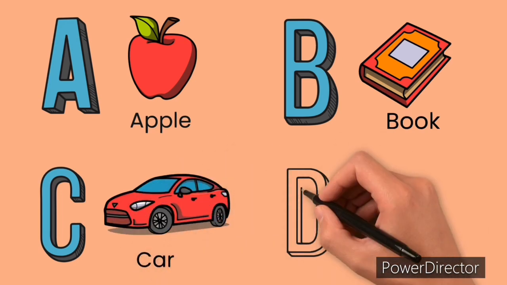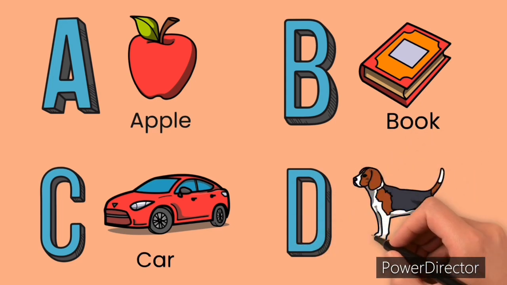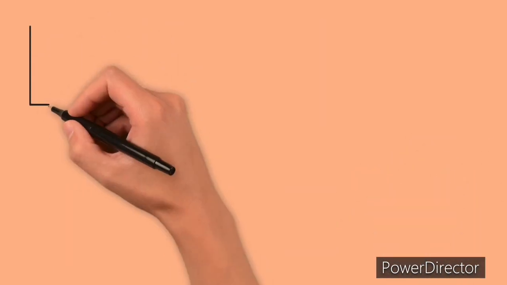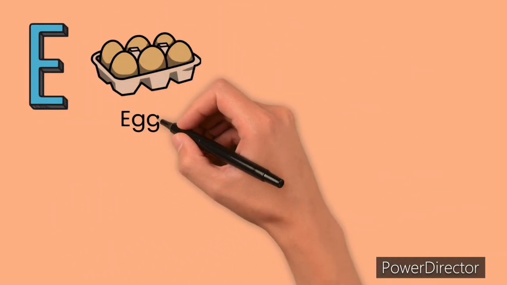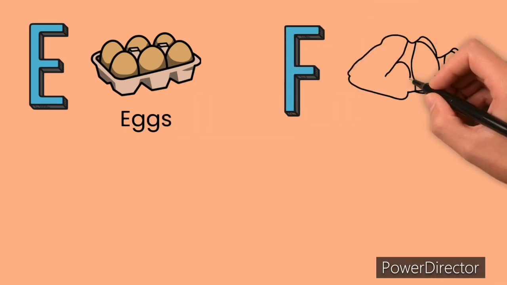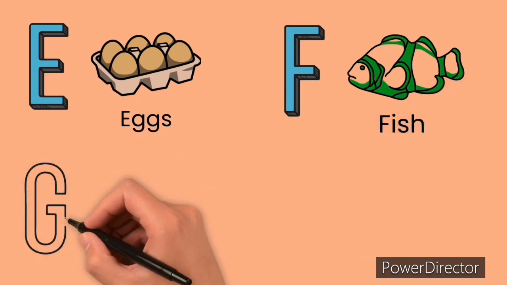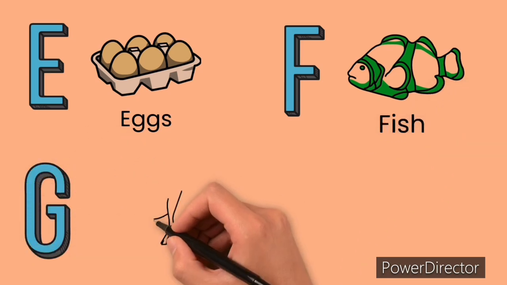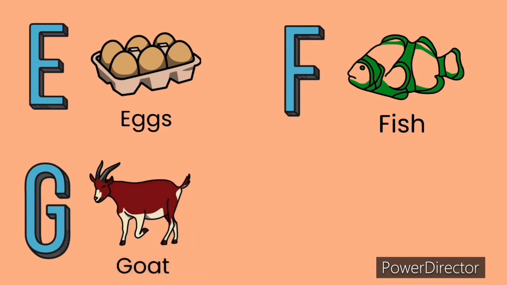D is for dog. Dog. E is for eggs. Eggs. F is for fish. Fish. G is for goat. Goat.